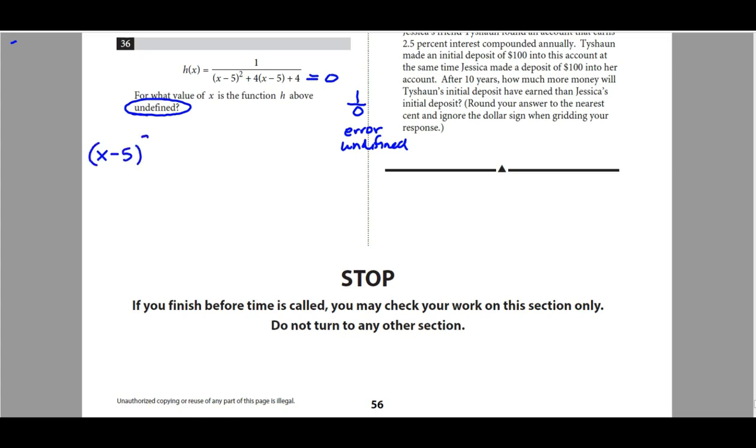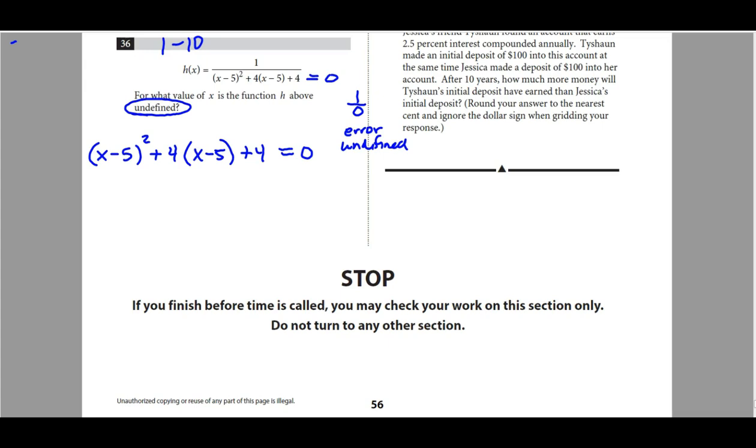x minus 5 squared plus 4 times x minus 5 plus 4 equals 0. Now, if you were totally clueless here and didn't know how to do it, you could just try some numbers. You could pick your own x's. I would suggest picking numbers between 1 and 10, starting small, like maybe 2, 3, 4, 5. And you might get lucky and put a number in there and get it to come out. But I'm actually going to show you how to solve it. So I'm going to work this out.